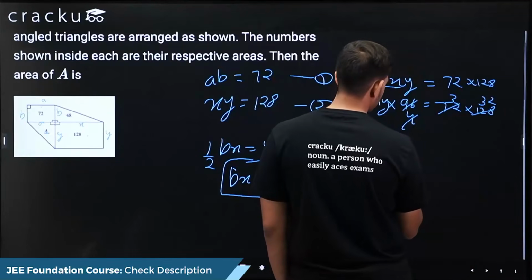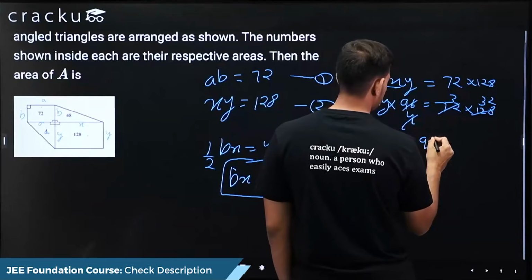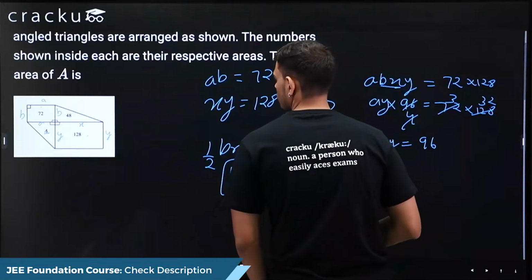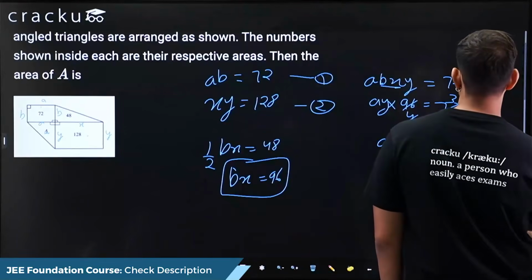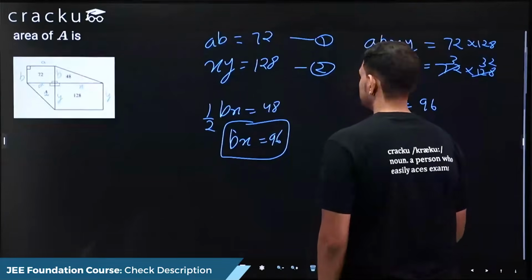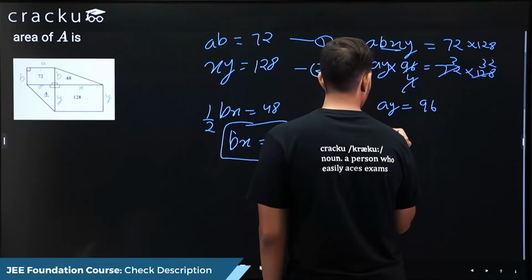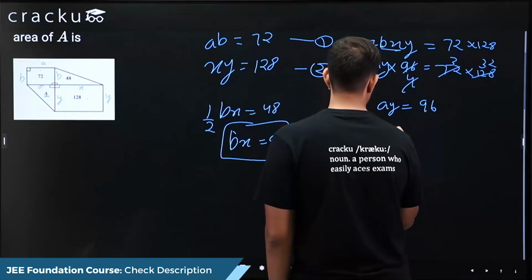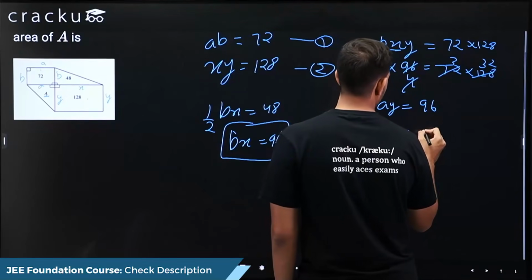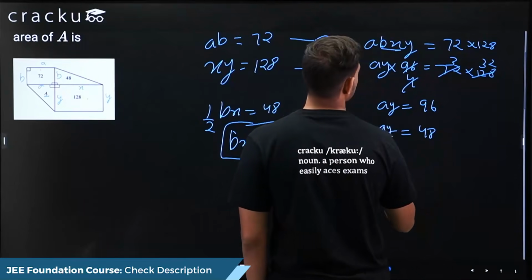So ay is 96. What's the area of that triangle? It will be ay by 2, which is 96 by 2, 48.